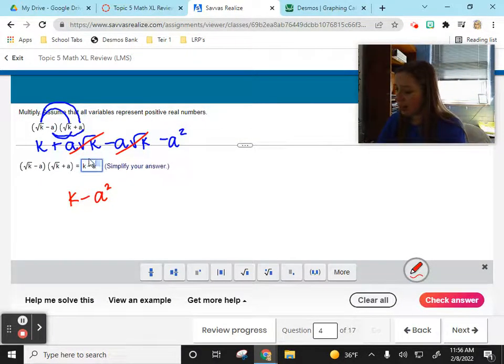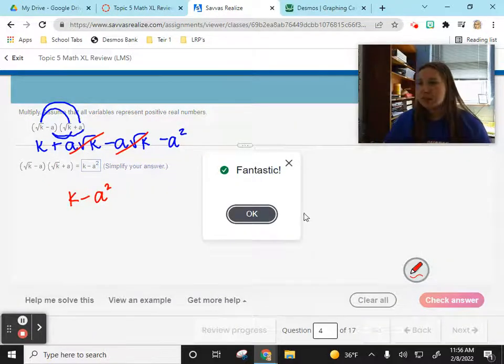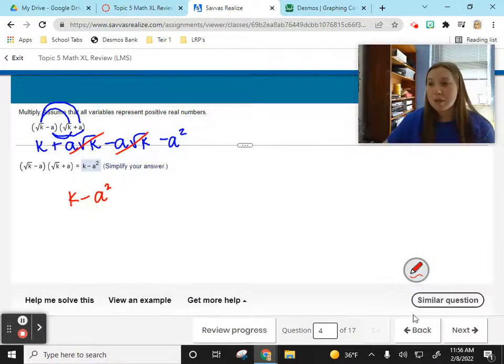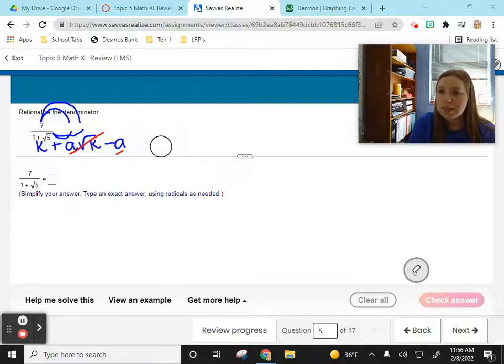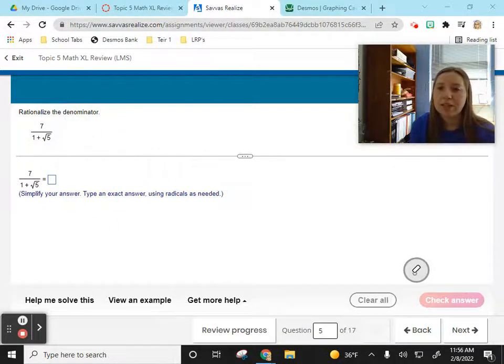K minus a squared. Just be careful with the variables you're typing in. I've seen so many people get something wrong because they typed in an x instead of a y or an r instead of a t, all of those fun things. So we did a multiplication problem, and so our next one's going to be a division problem.